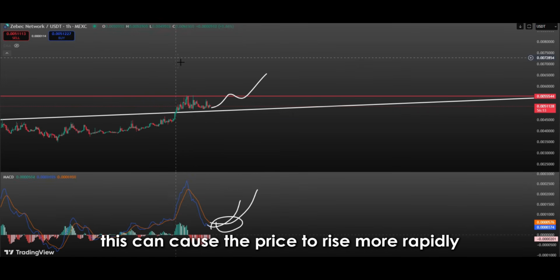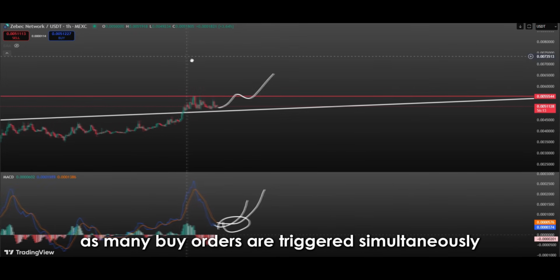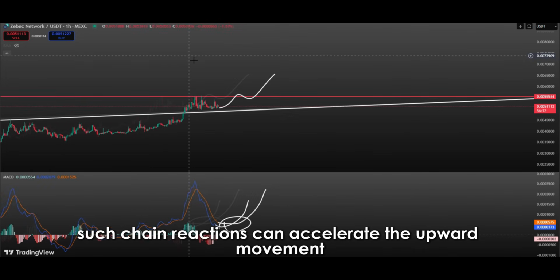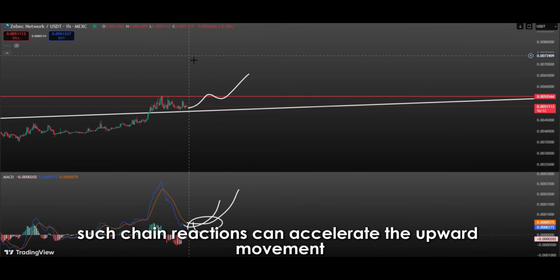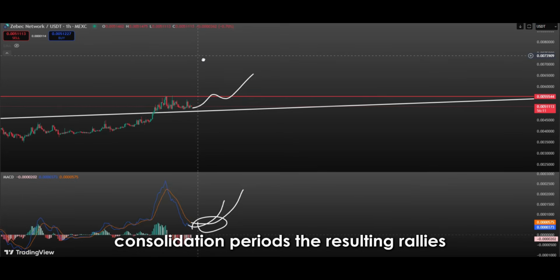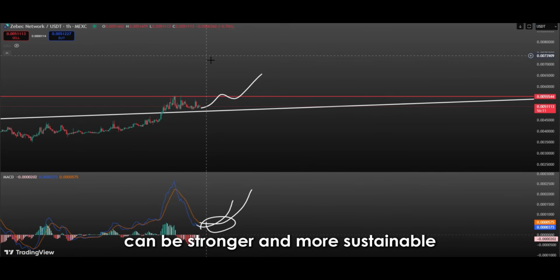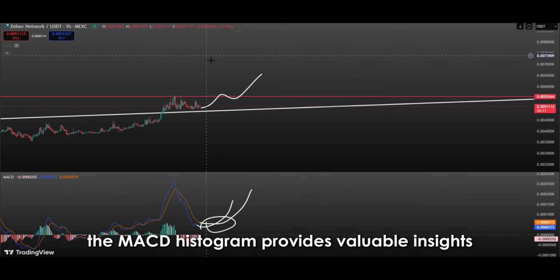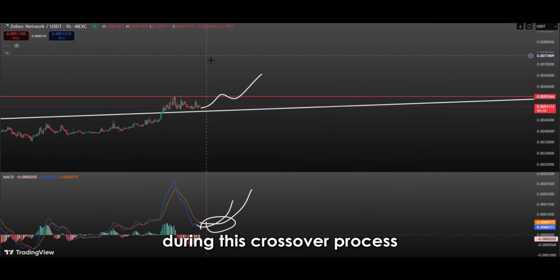This can cause the price to rise more rapidly as many buy orders are triggered simultaneously. Such chain reactions can accelerate the upward movement. Especially when these crossovers occur after low volume consolidation periods, the resulting rallies can be stronger and more sustainable. Additionally, the MACD histogram provides valuable insights during this crossover process.